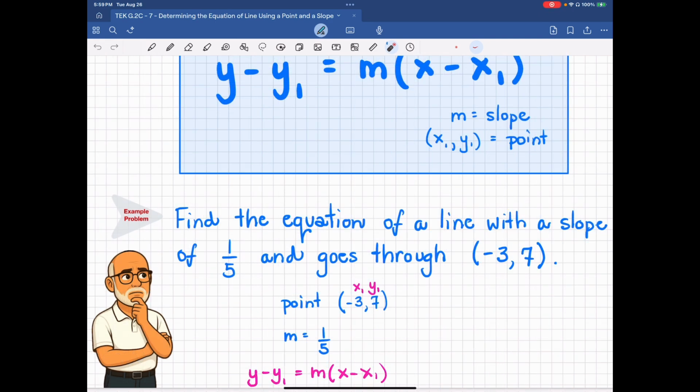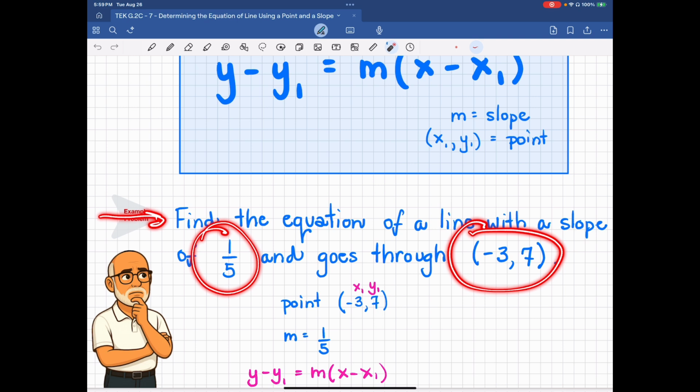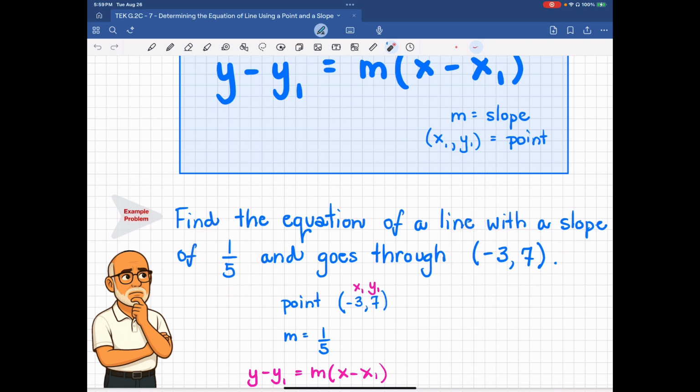Let's begin with an example problem. The problem reads, find the equation of a line with a slope of 1/5, and that line goes through point -3, 7. There are two pieces of very important information here. We are given the slope and we are given the point. We will need the point-slope formula in order to calculate the equation of this line.